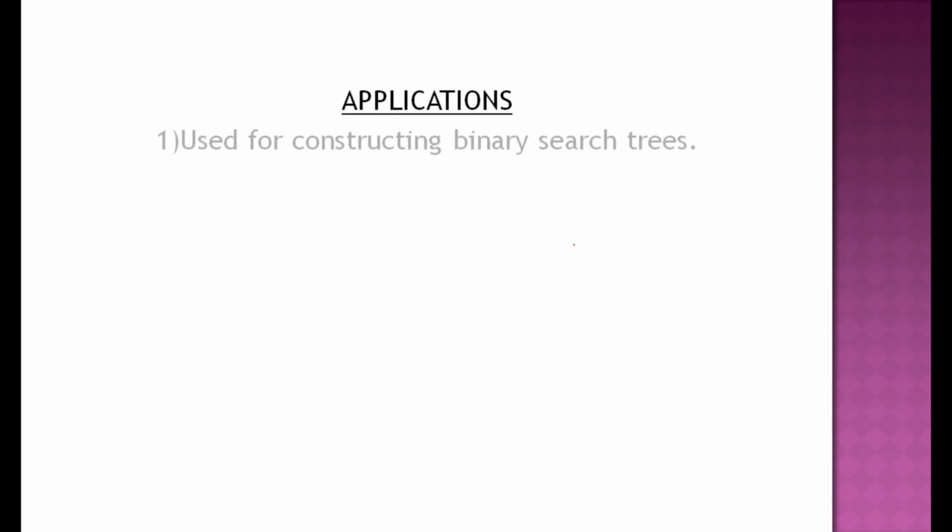Next, coming to the applications of binary search. It is used for constructing a binary search tree. A binary search tree has one parent node with two child nodes; the left subpart of the root node consists of values less than the parent node, and the right subpart consists of values greater than the parent node. In this way, binary search trees are constructed using the divide and conquer approach.